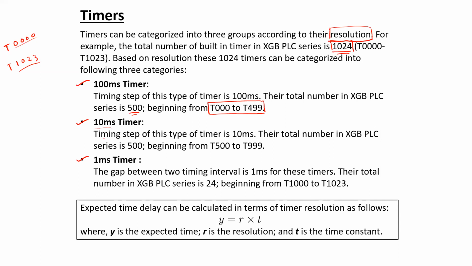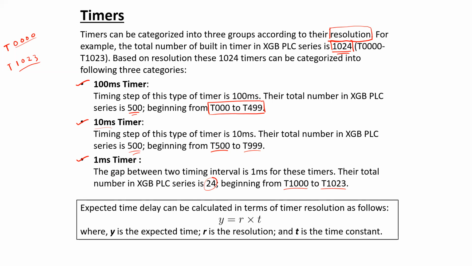For 10 millisecond resolution, there are another 500 timers from the address T500 to T999, and the rest of the 24 timers from T1000 to T1023 have a resolution of 1 millisecond.